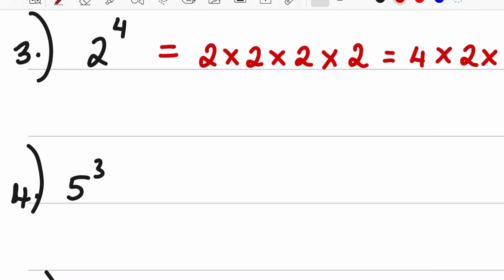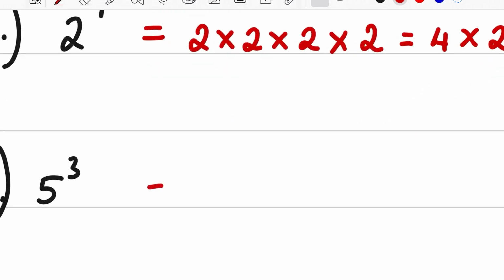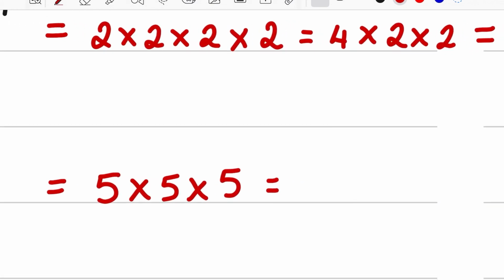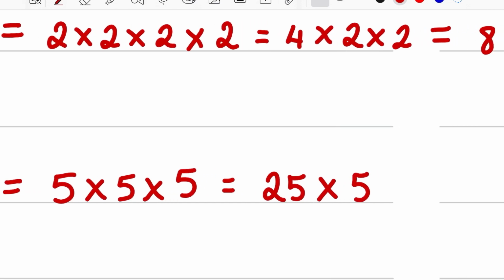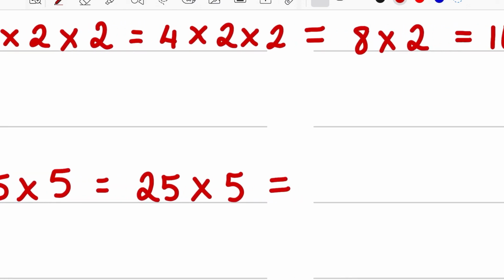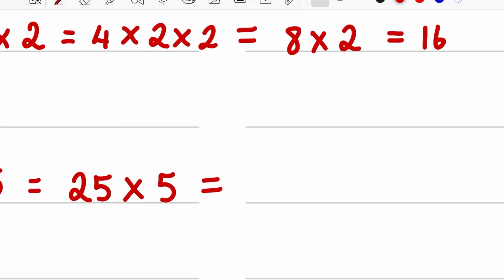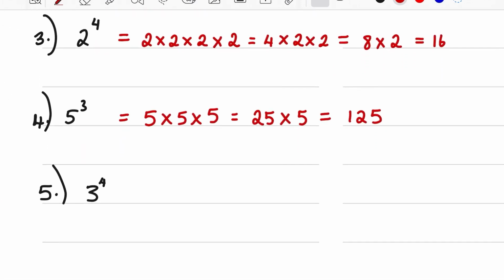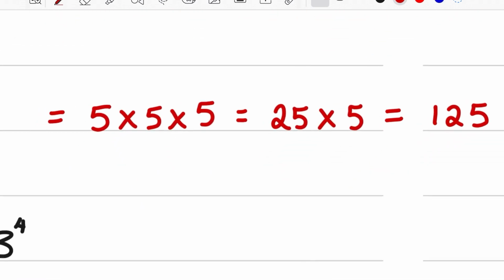Okay, next for example 4, we have 5 raised to the power of 3. So this is 5 multiplied by 5 multiplied by 5. Now 5 multiplied by 5 is 25. And now we consider 25 multiplied by 5, which again you can work out manually or with a calculator. 25 multiplied by 5 is 125. And lastly, we have 3 raised to the power of 4.